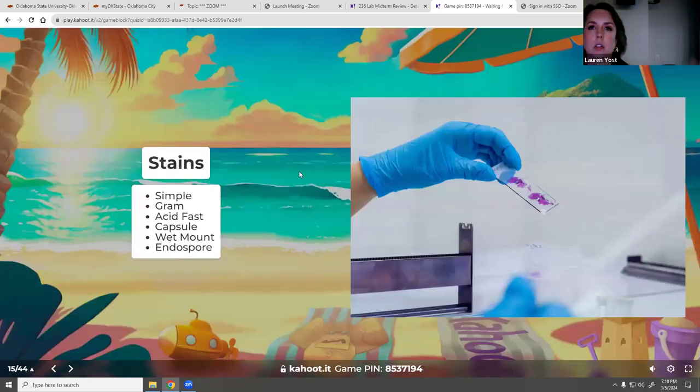Okay. So here's all the stains that we learned. Simple stain, remember that's just for getting contrast. The Gram stain tells us the difference between bacteria based on their cell envelopes, mostly their cell walls. Acid-fast stain, whether or not it has mycolic acid. Capsule, whether it has a capsule. We know that that's for sticking onto surfaces as well as evading the phagocytes. Wet mount for motility, and then endospore, whether or not it has endospores to go dormant and hide out till things get good again.